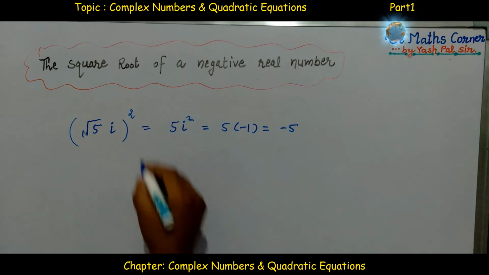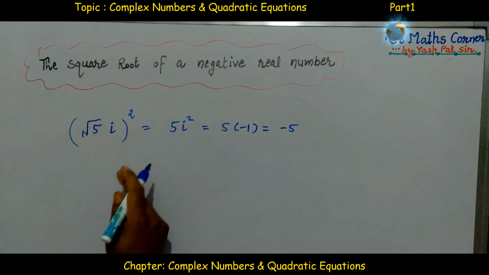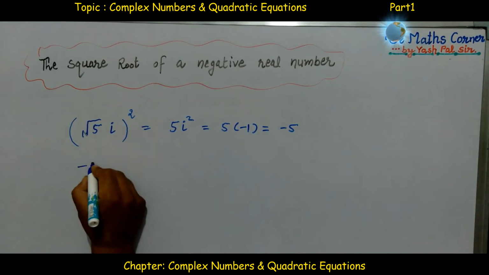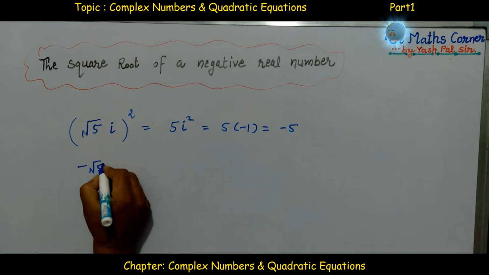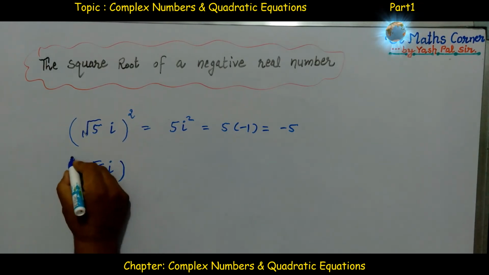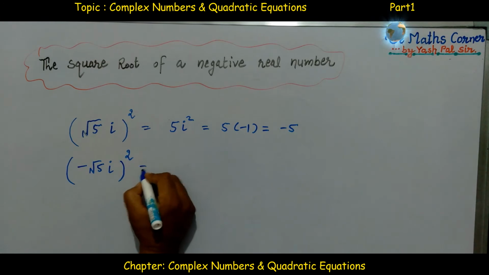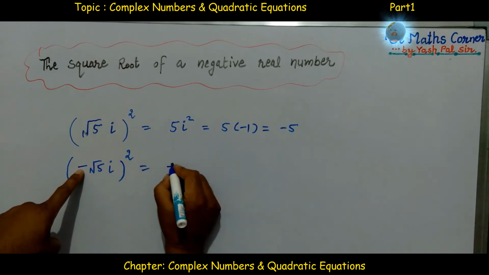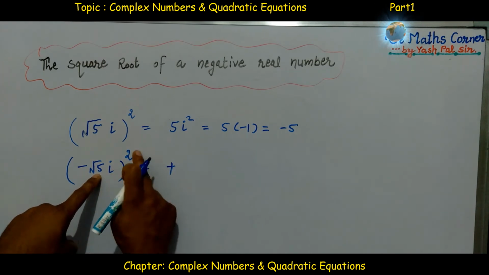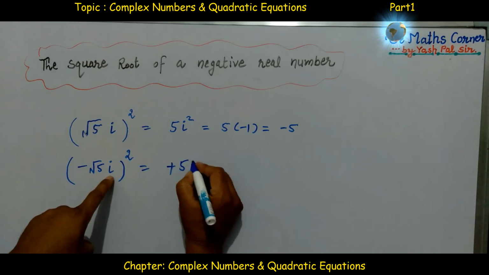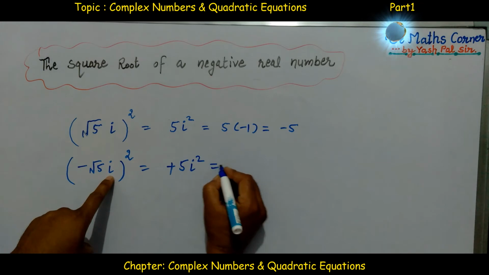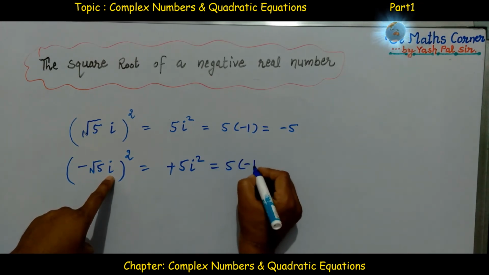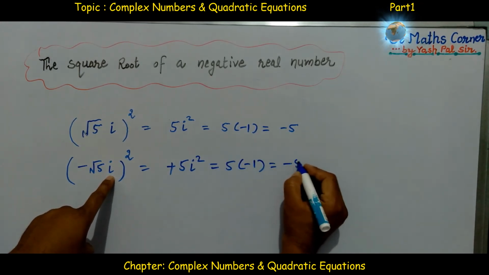Again, what is minus square root 5 iota its whole square? Again, we know that the square of any negative number is positive. Square root 5 whole square is 5. And again, this is iota square. This is 5 into minus 1. That is again minus 5.